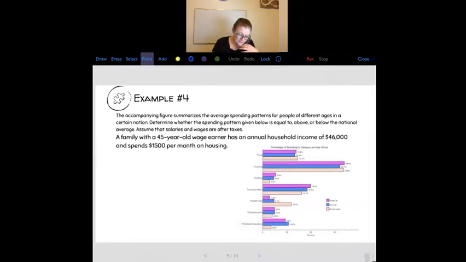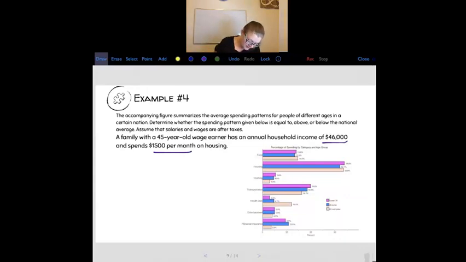A family with a 45-year-old wage earner has an annual household income of $46,000 and spends $1,500 per month on housing. We want to know if this person who's 45 is spending within the averages. Okay. So what we would have to do is $1,500 is per month and $46,000 is per year. It doesn't matter if you convert the monthly amount into an annual amount or the annual amount into a monthly amount, the percentage will come out the same.